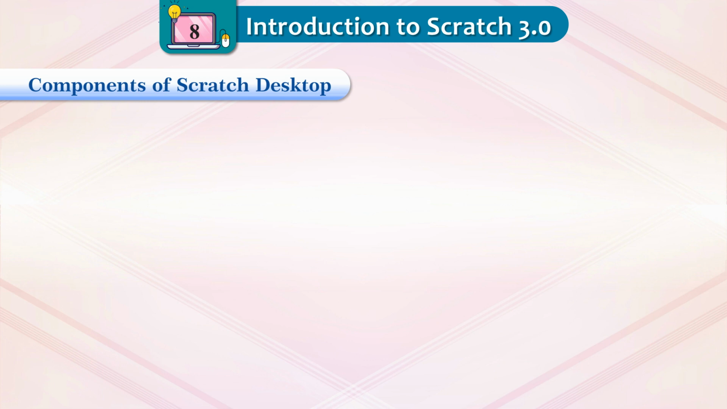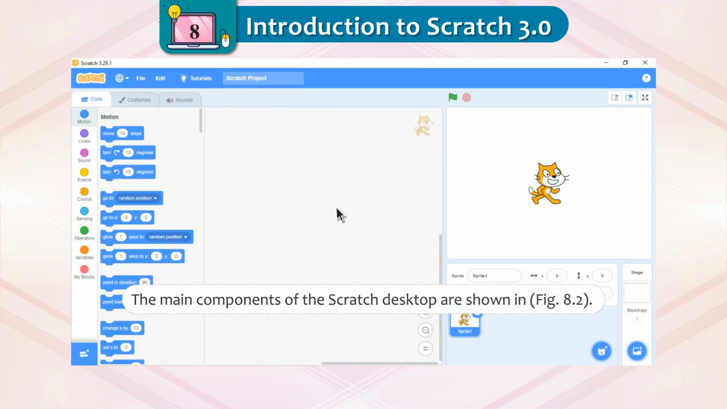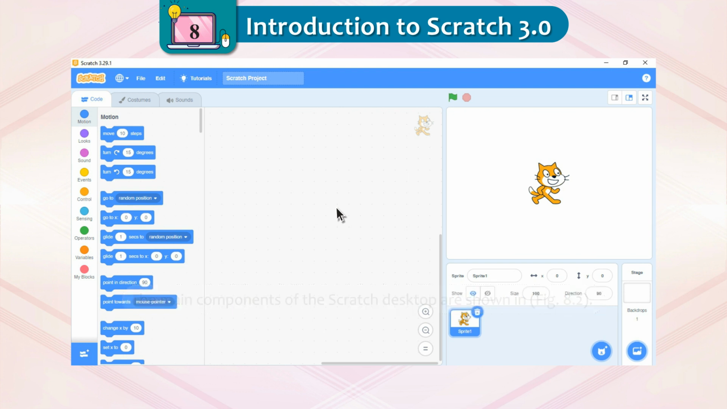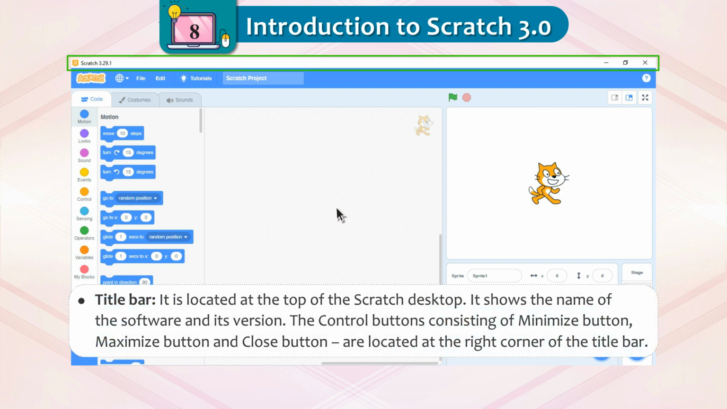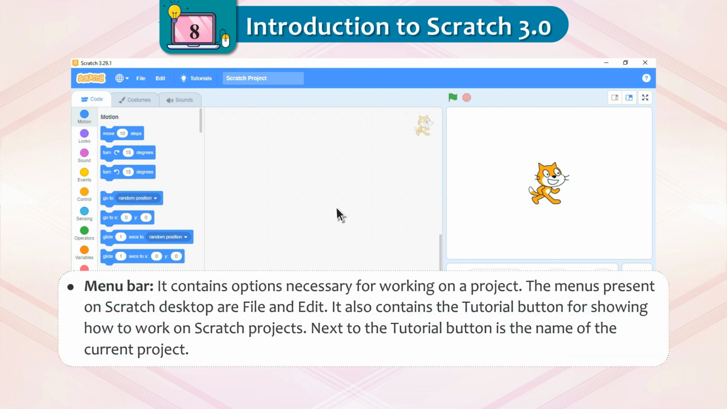Components of Scratch Desktop. The main components of the Scratch Desktop are shown in Figure 8.2. Title bar. It is located at the top of the Scratch Desktop. It shows the name of the software and its version. The control buttons consisting of Minimize button, Maximize button, and Close button are located at the right corner of the title bar.